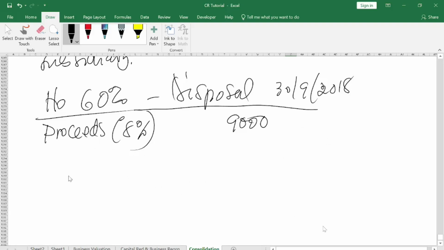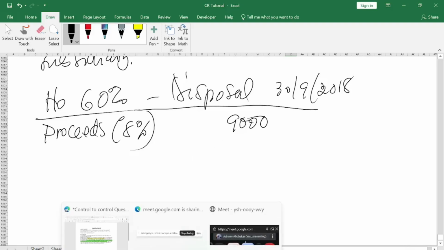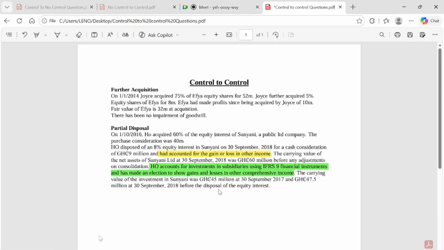So first, what is the actual fair value of the 60% in Sunyani right now? That's the question. Read it again. When are they disposing? They are disposing in September 2018, so it is 47.5. So what is the fair value of the net asset, of the stake in the subsidiary Sunyani? That is 47.5.